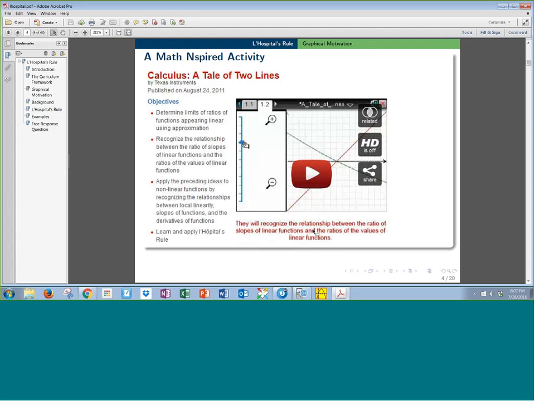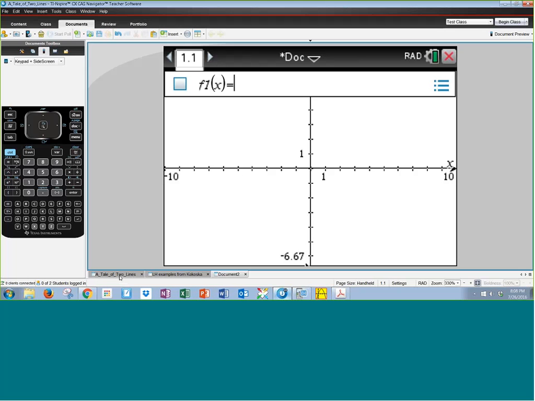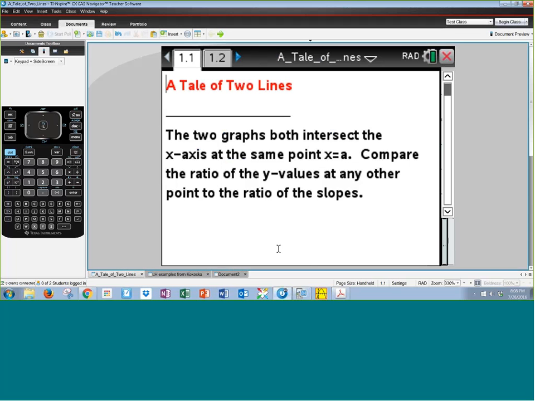So on Math-Inspired on the education.ti.com website, if you go to Inspired Activities and go to Calculus and look under the title of Limits, you will find this particular activity, A Tale of 2 Lines. So this is sort of the screenshot you would see from the website, but I'm going to go to it now. And this is the first page. It's actually only a 2-page document, but this gives a little bit of direction here that we're going to see 2 graphs that intersect the x-axis at a common point at x equals a, and we want to compare the ratios of the y values at other points to the ratio of the slopes.